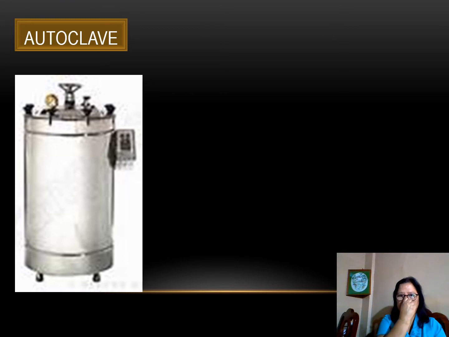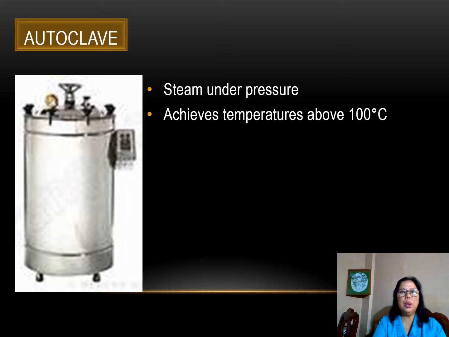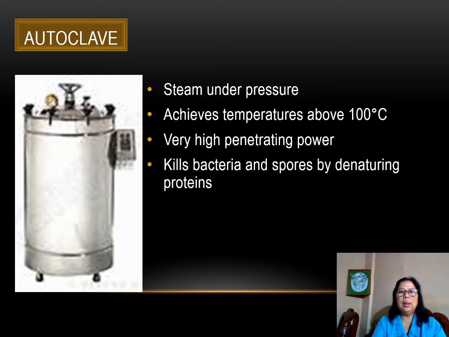This is the autoclave. This is the kind of autoclave that we are using in the lab. What kills the microorganism is the steam under pressure. The temperature is above 100 degrees centigrade. That's why we are able to produce steam. Very high penetrating power because of the pressure given. Those are the things that kill bacteria and spores, leading to the denaturation of proteins. You need high temperature, you need high pressure in order to denature the protein.